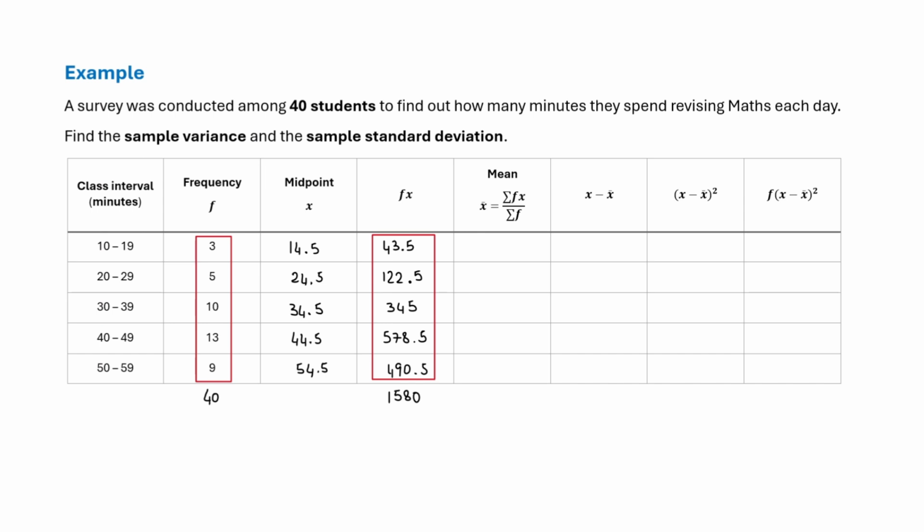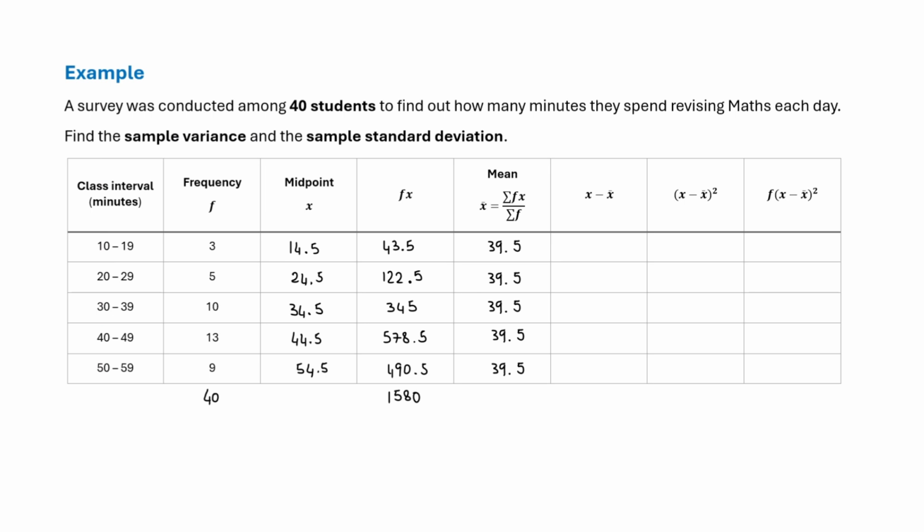For grouped data, the mean, x bar, is equal to the sum of fx divided by the sum of f. So here we do 1,580 divided by 40. This gives 39.5. So the mean is 39.5. This is one mean for the whole dataset. It does not change from class to class. So in the mean column, we write 39.5 in every row.